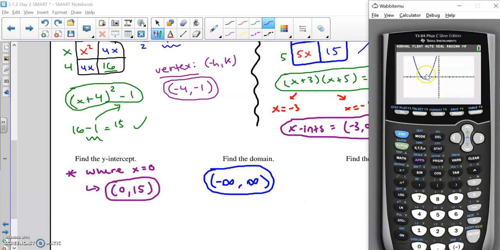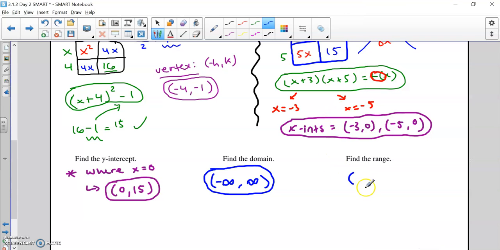And then for range, the lowest it's going to go is a y value of -1, and then it goes up forever. So the low part of the range is going to be -1, and it's going to go all the way towards infinity. Just remember that you need a bracket around -1 because it's a valid part of the graph, and the infinity always gets a parenthesis.